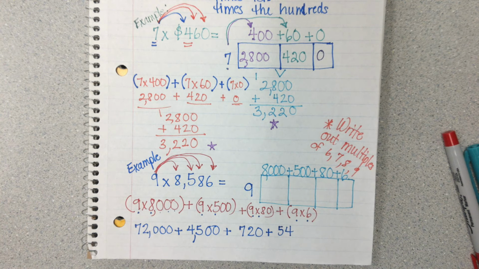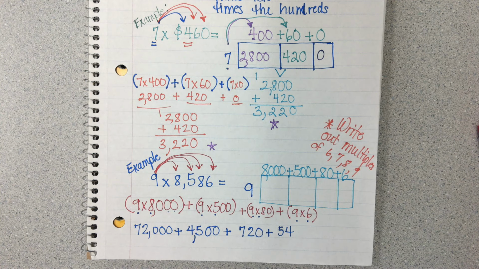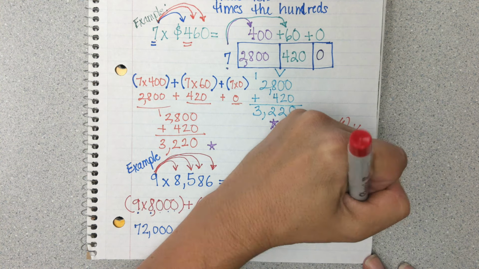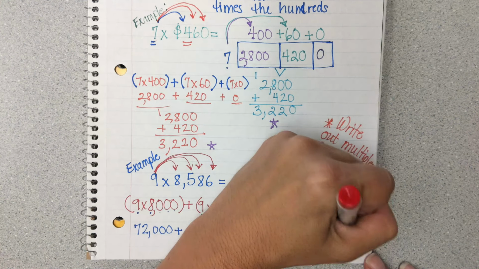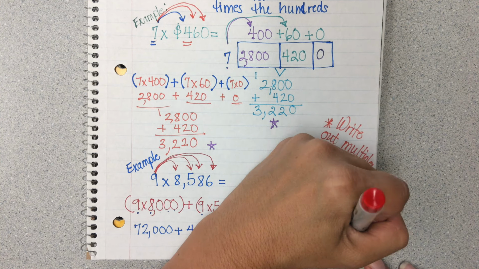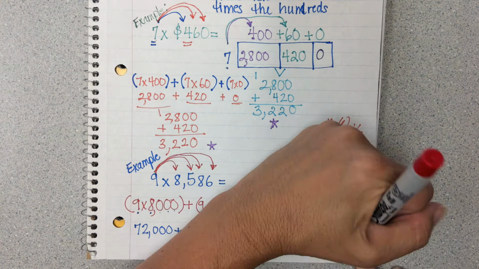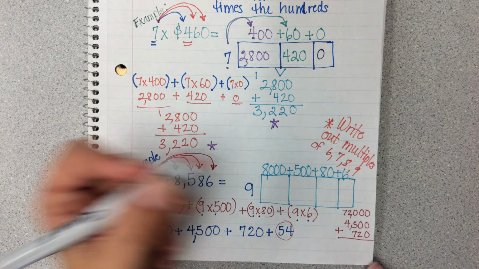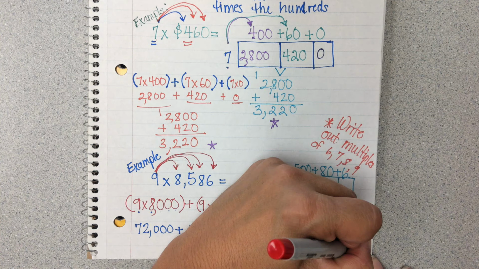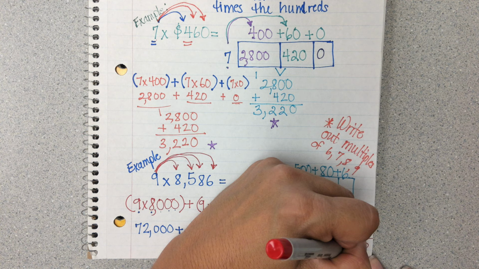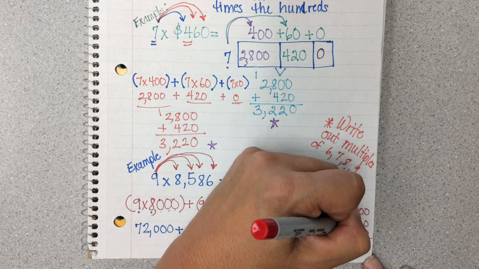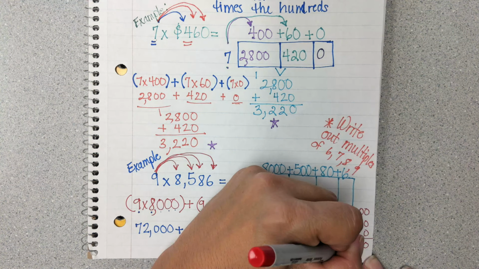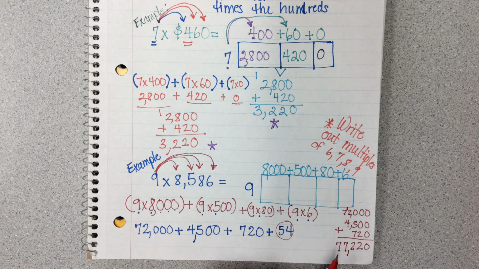Well, I really do not feel confident solving this unless I line up my numbers. So I'm going to write 72,000 plus 4,500 plus 720. And I'm going to save this number and add it to the end. 0, 2, 5 plus 7 is 12. Don't forget to regroup. 4 plus 2 is 6 plus 1 is 7. And 7 in the 10,000s place makes 77,220.